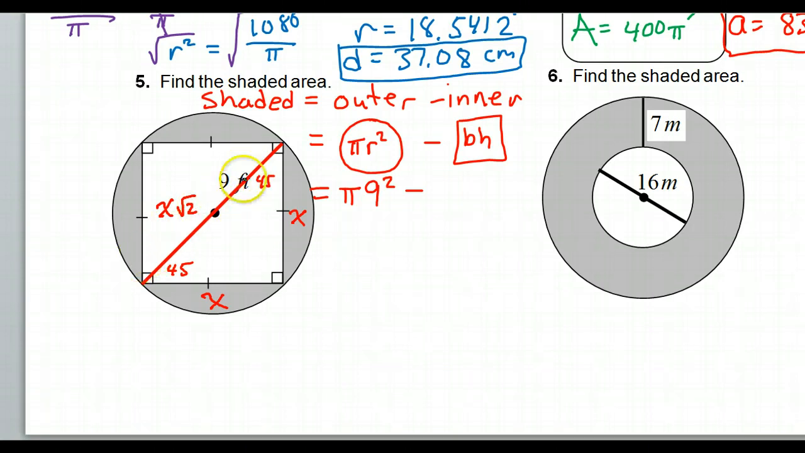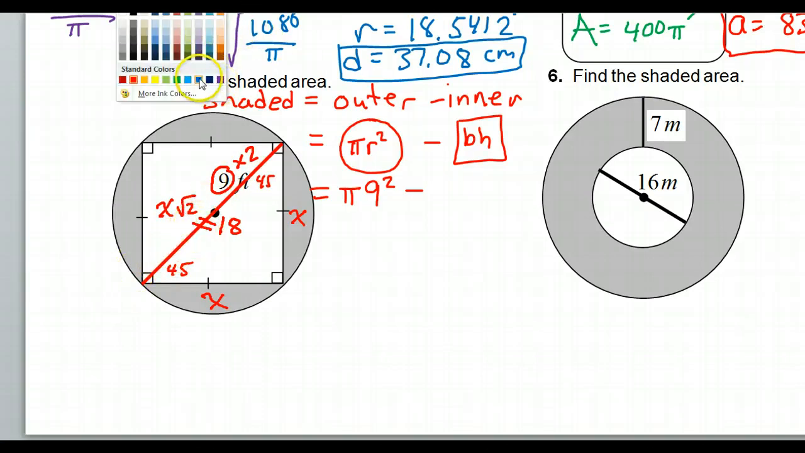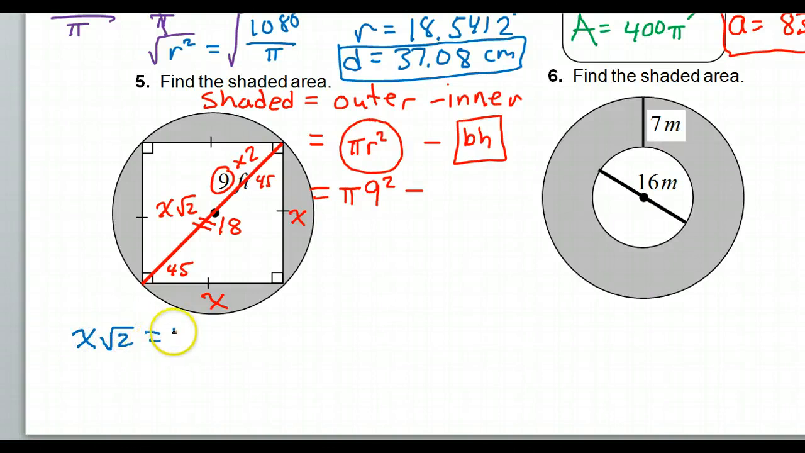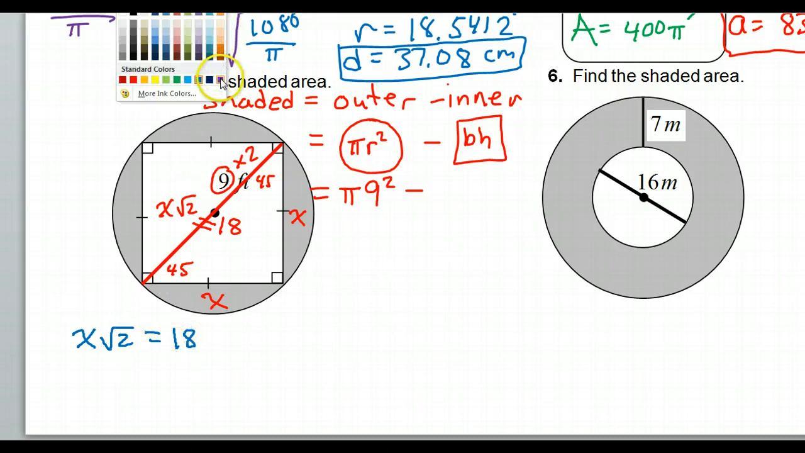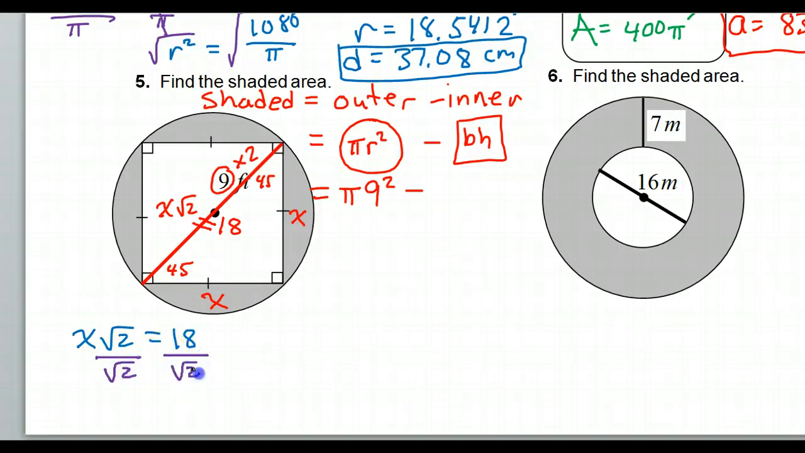But we know that the hypotenuse is 18. How did I know that? Because I see the 9, and the 9 is a radius. So if I go the whole way across, that'll be another 9 for a total of 18. So I just did 9 times 2. So these two must be equal to each other. The x radical 2 is an expression for the hypotenuse. 18 is the known length of the hypotenuse. So off to the side someplace, I will make this little equation. X radical 2 must equal 18. Then I can just divide both sides by radical 2 to get x by itself. And it turns out that x is 9 radical 2. That means these sides of the square are 9 radical 2.